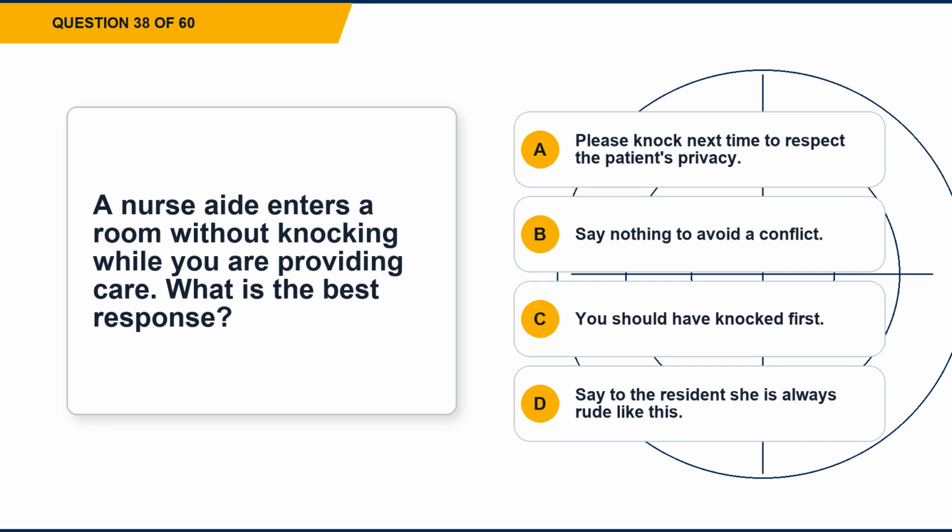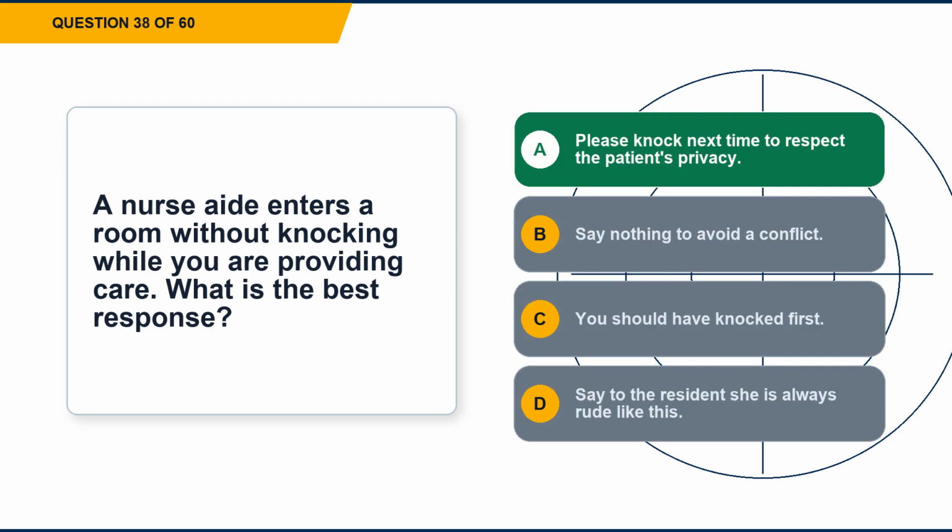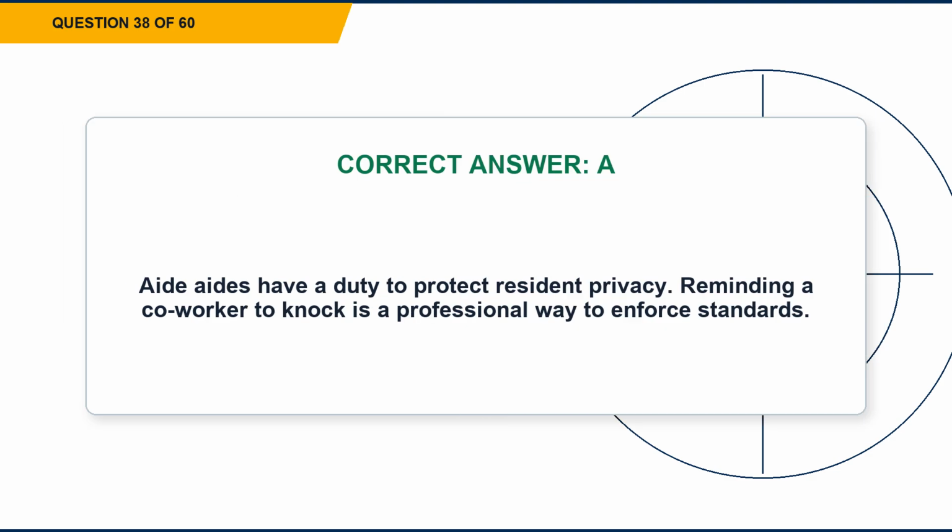Question 38. A nurse aide enters a room without knocking while you are providing care. What is the best response? Option A, please knock next time to respect the patient's privacy. Option B, say nothing to avoid a conflict. Option C, you should have knocked first. Option D, say to the resident she is always rude like this. The correct answer is option A, please knock next time to respect the patient's privacy. Explanation. Nurse aides have a duty to protect resident privacy. Reminding a coworker to knock is a professional way to enforce standards.